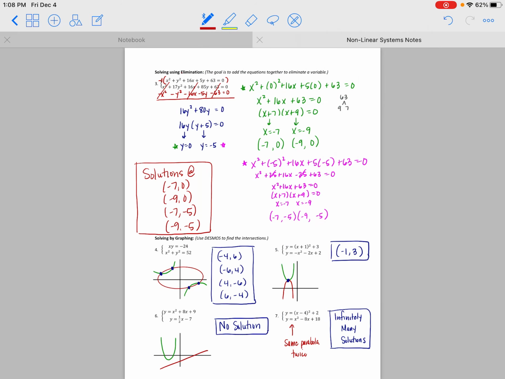Okay. There it is, guys. Nonlinear systems. Much better, much more manageable, I think, than the matrices. Again, hopefully you've got enough to get going on your practice. And as always, if you need some extra help, then just reach out.